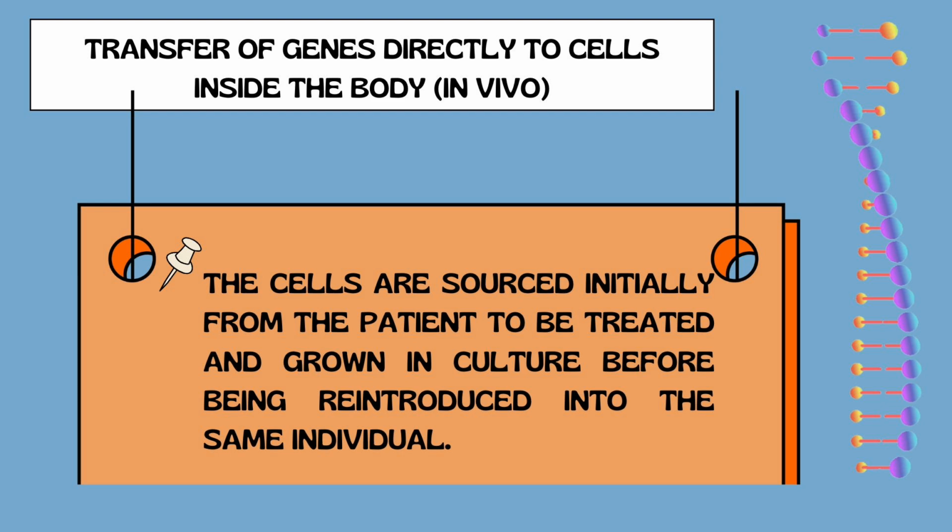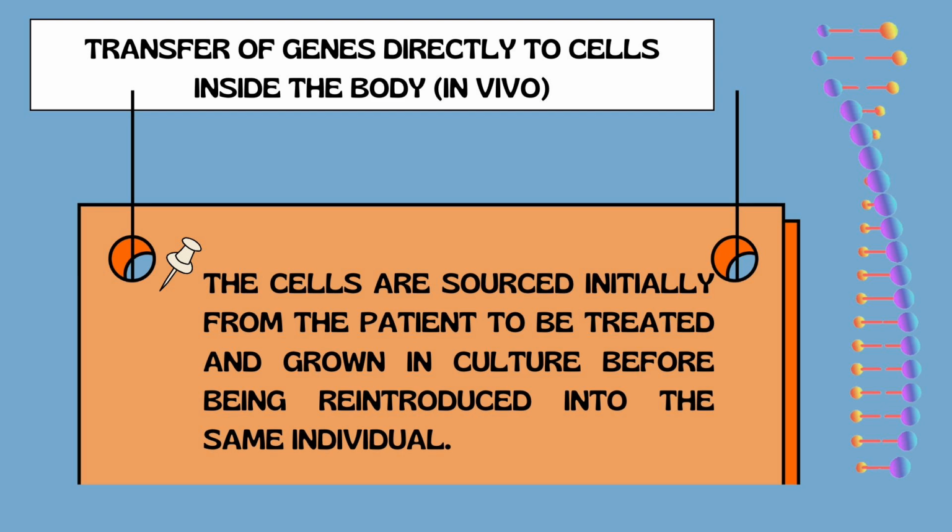The cells are sourced initially from the patient to be treated and grown in culture before being reintroduced into the same individual. So this method focuses on using cells that can be easily removed from the body, modified outside the body, and then reintroduced back into the patient.